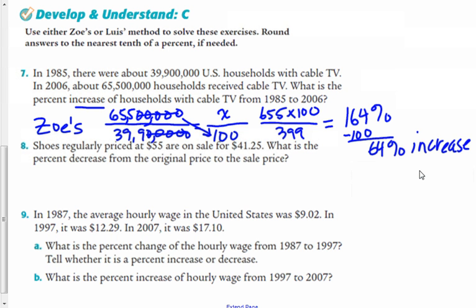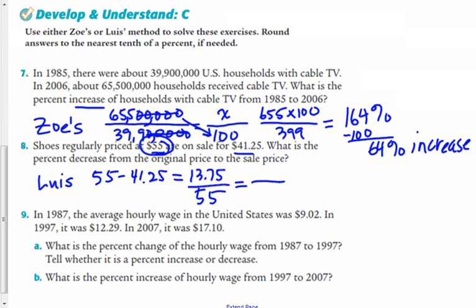Okay, and then we're going to use Luis' method here. So this one actually has a decrease, but first of all, what Luis would do is he would find out how much the prices of the shoes decreased first. So the first thing he would do is 55 minus 41.25 to find out how much decrease there is, and that's equal to $13.75. Then he would use that in his proportion as the part. And the whole is always the original amount, so where they started from, which in this case is 55.